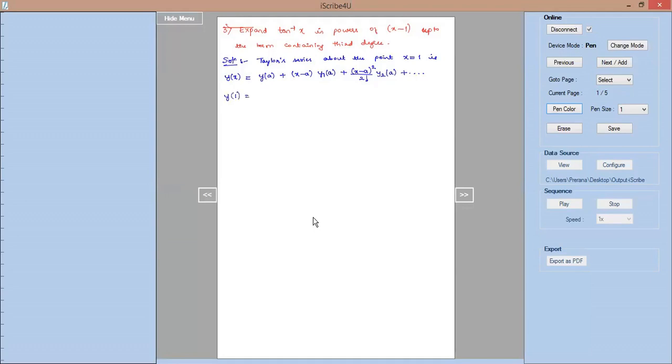So we have to write down y of 1 plus (x minus 1) into y1 of 1 plus (x minus 1) whole square divided by 2 factorial y2 of 1, until the third degree term. So let me also mention that third degree term for you. It will be (x minus 1) whole cube divided by 3 factorial into y3 of 1. So this is our formula where we have to find all the derivatives and substitute at the point 1 in this equation.